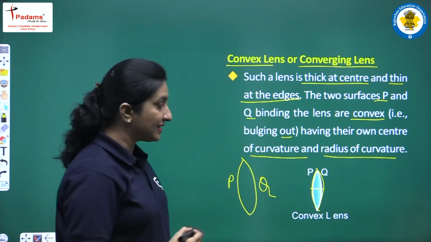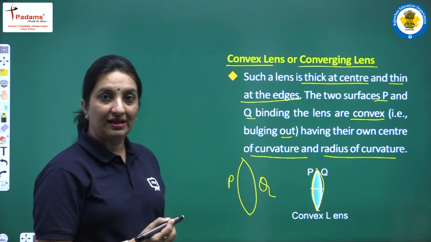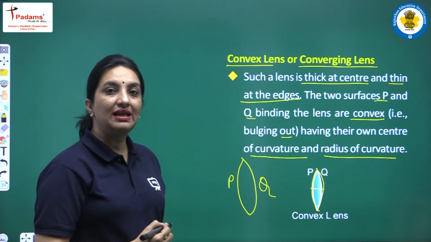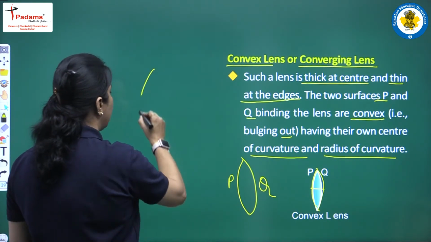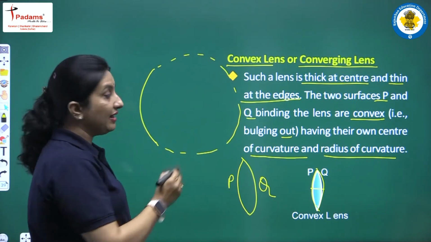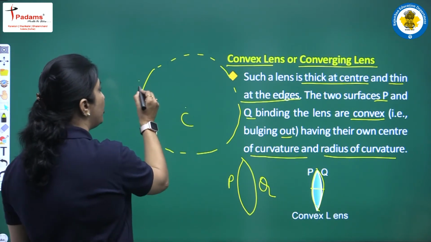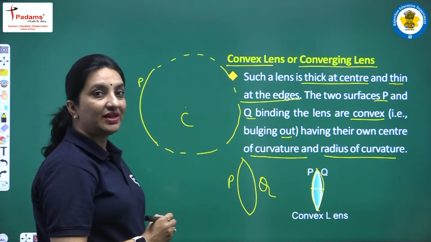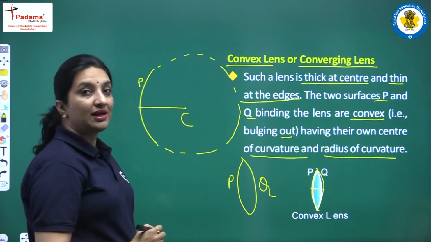Now let's understand this. Since these two surfaces P and Q both are spherical, these spherical portions are basically a part of a hollow sphere. Say this is P. Now this P is part of a hollow sphere having its center of curvature say at C. So this P portion is a part of this hollow sphere whose center of curvature is given by C. The radius of curvature will be from C to this boundary.